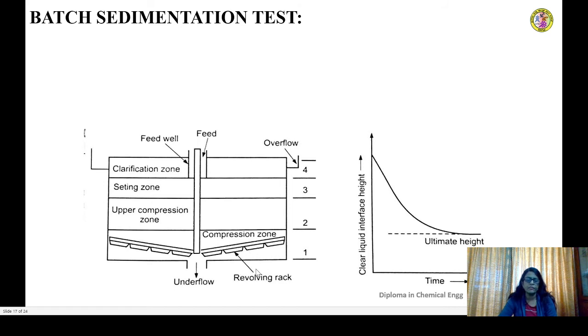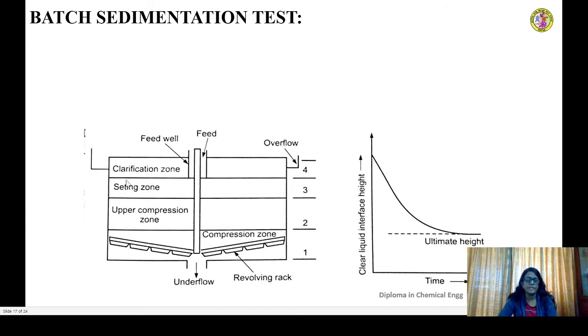So this is meant for agitating the settled solids at the bottom, in order to move them towards the central outlet. At the same time, it will expel the liquid that is present in the settled solids at the bottom to the top. So that is the function of the rotating rake.